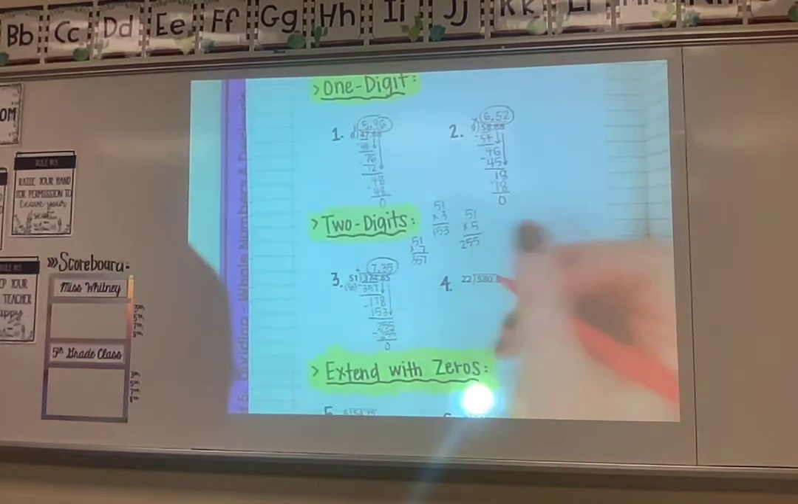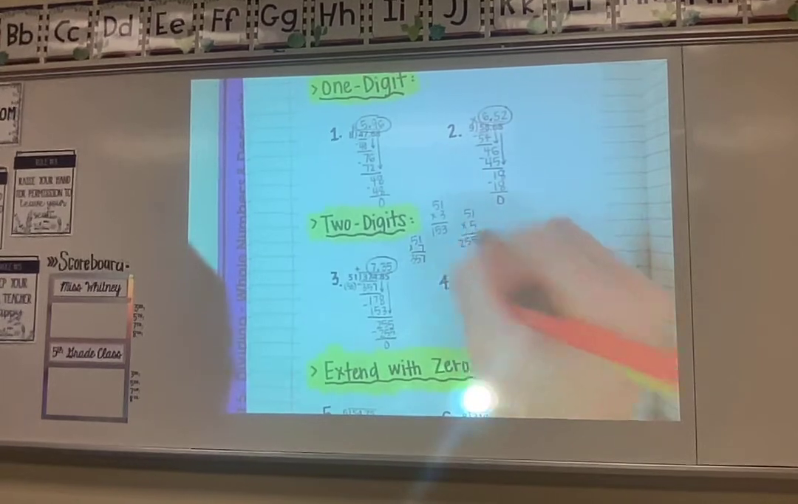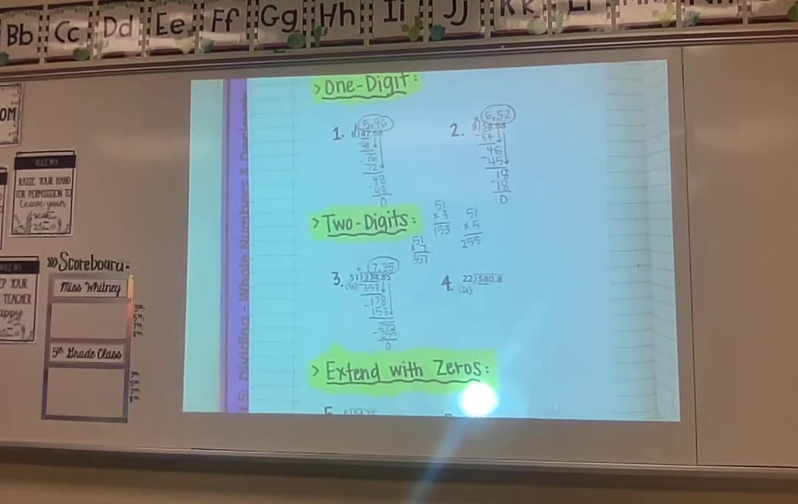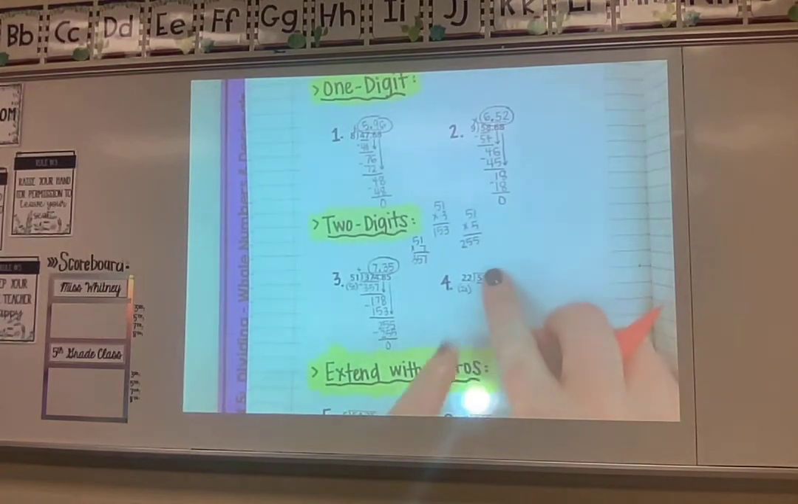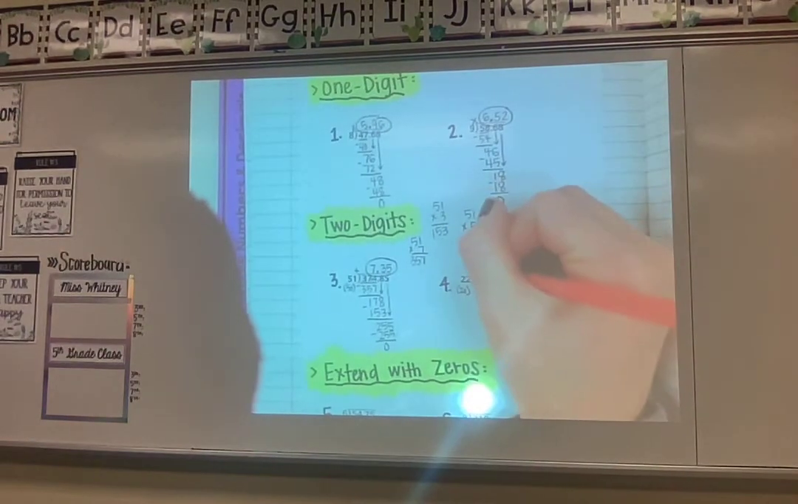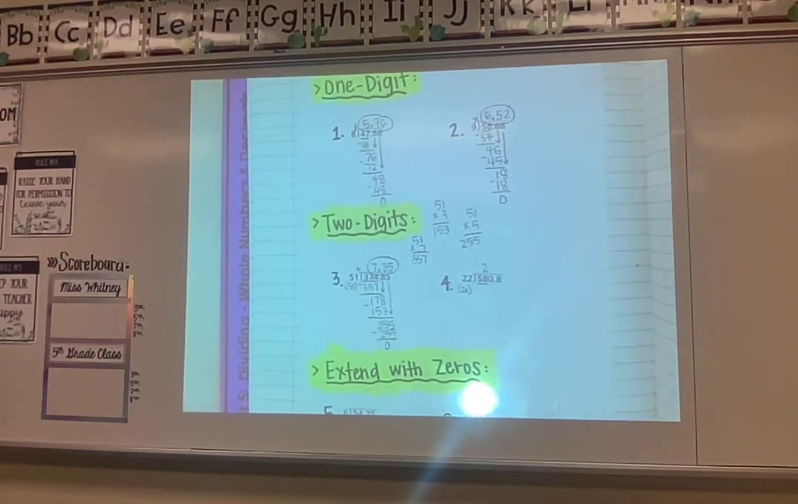Number 4, 22 is going to round to 20. This time I only need to start with the first 2 because that will fit into 58. So we're going to start there and we're ready to go. Cover up your back numbers. How many 2's will fit into 5? Well, that's going to be a 2. Remember, write it right above where you're at.